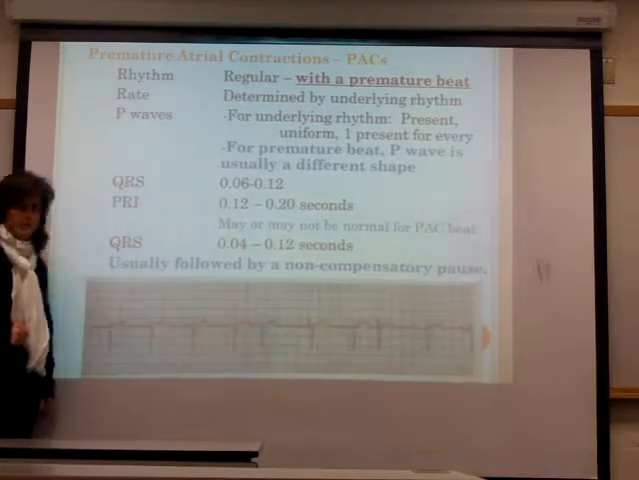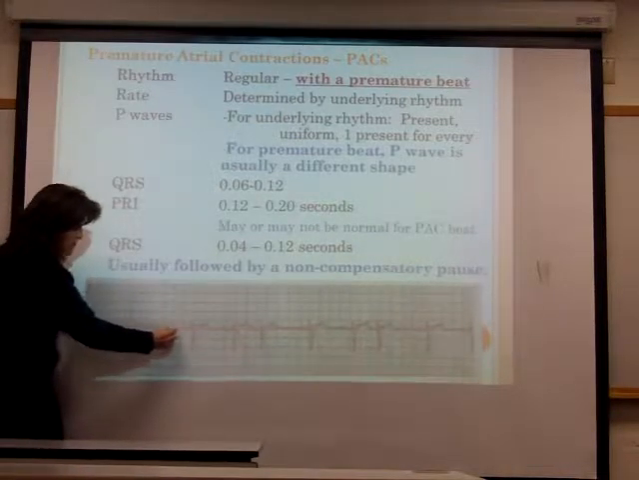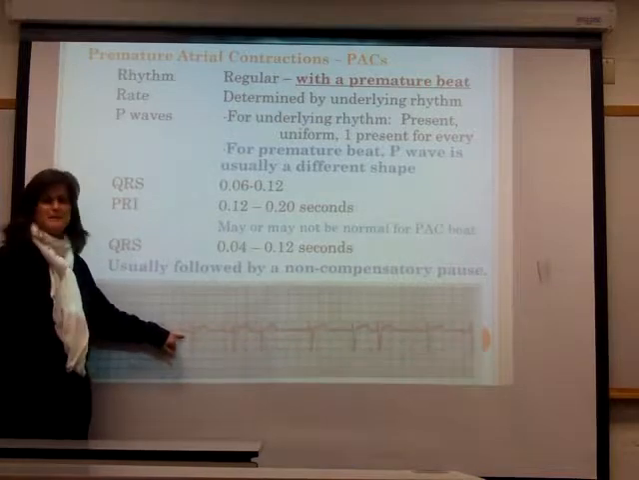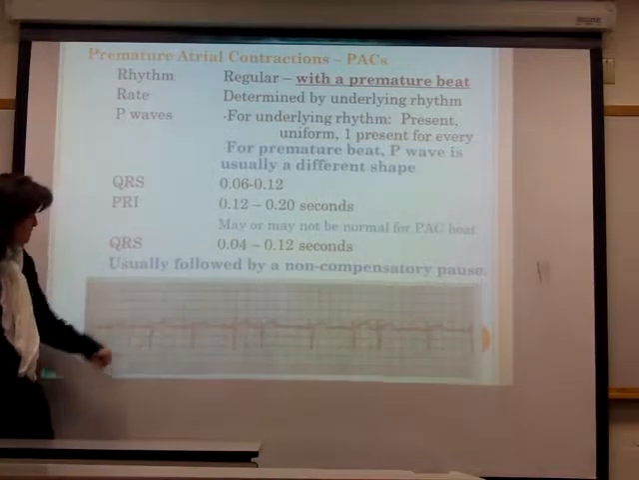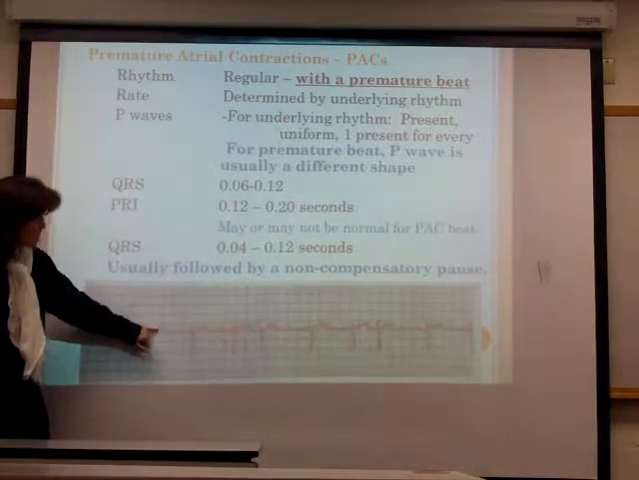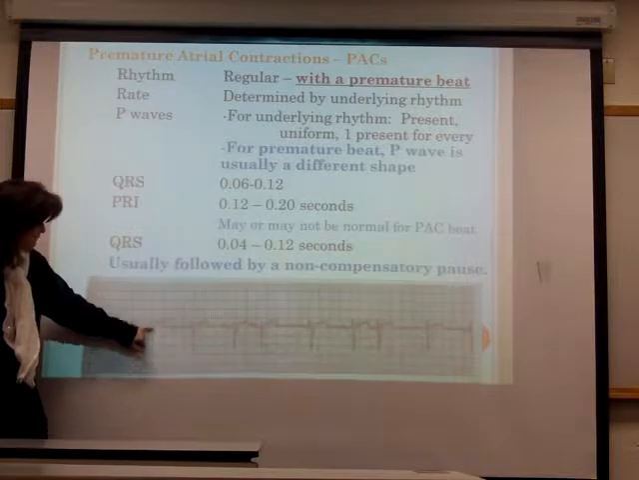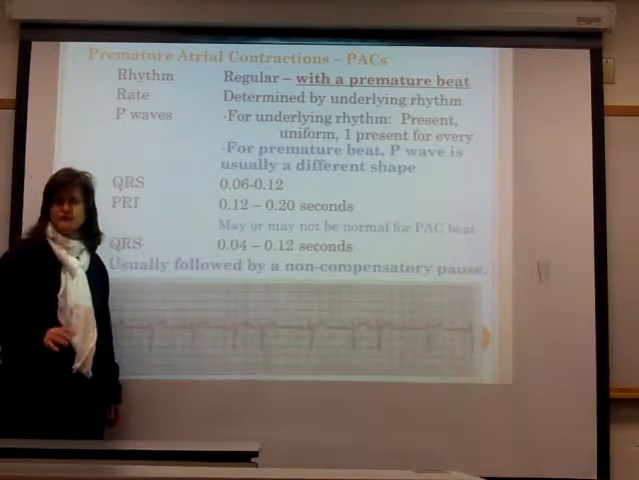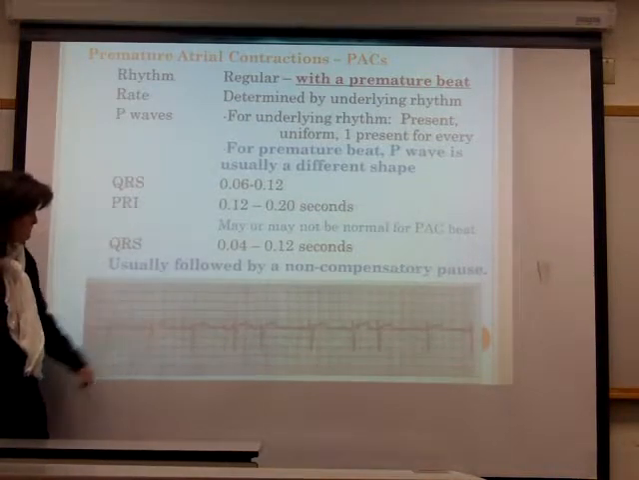I then want to look at my PR interval. Measure just like you've measured before, go all the way across. So my underlying rhythm has a PR interval that's about 4 boxes, maybe 5, so 0.16 to 0.20. My QRSs, I also have some ST segment elevation, which I can clearly see here. So my QRS is about 2 small boxes, maybe 2.5, so 0.08 to 0.12 or 0.10, very, very normal.